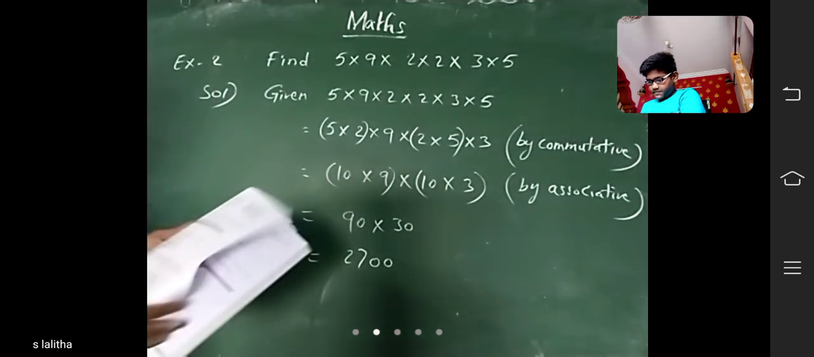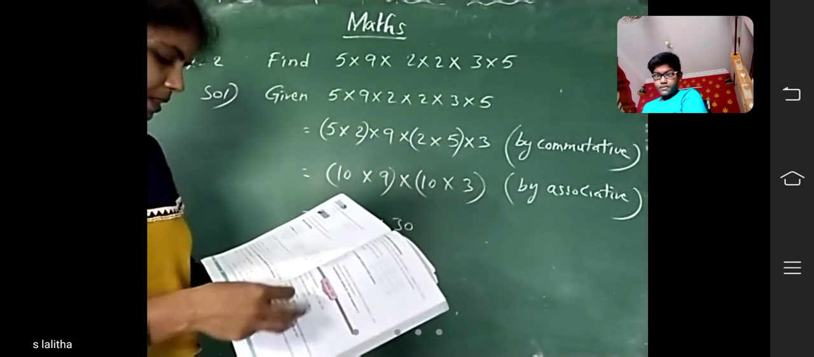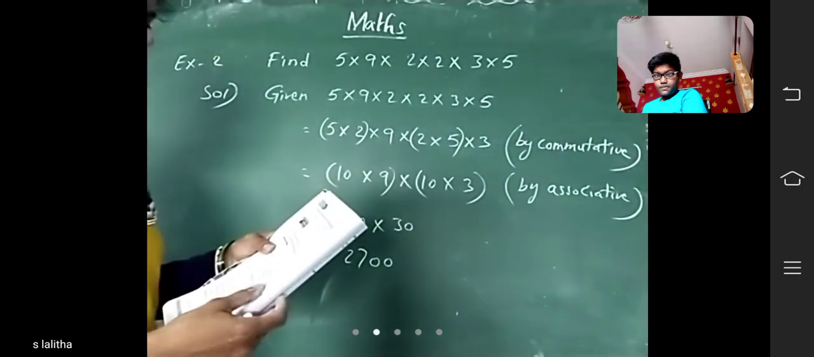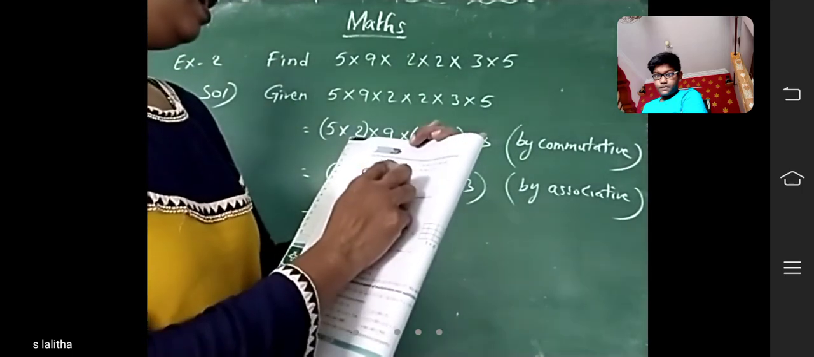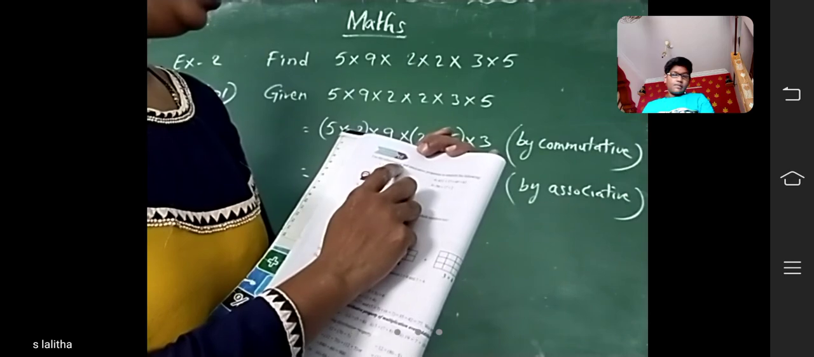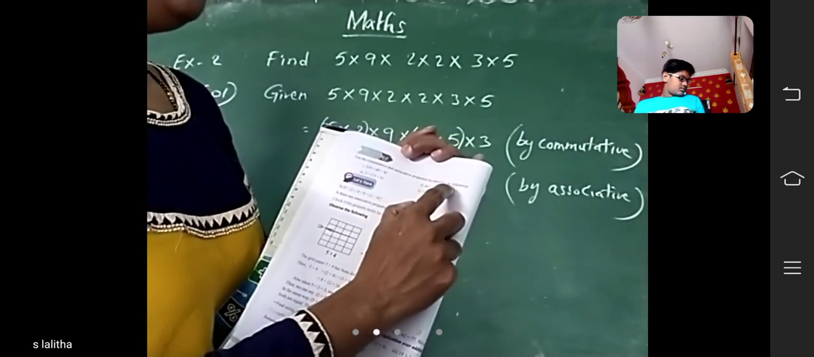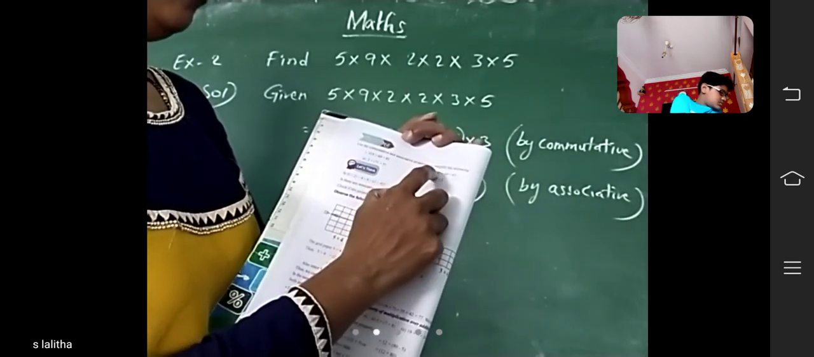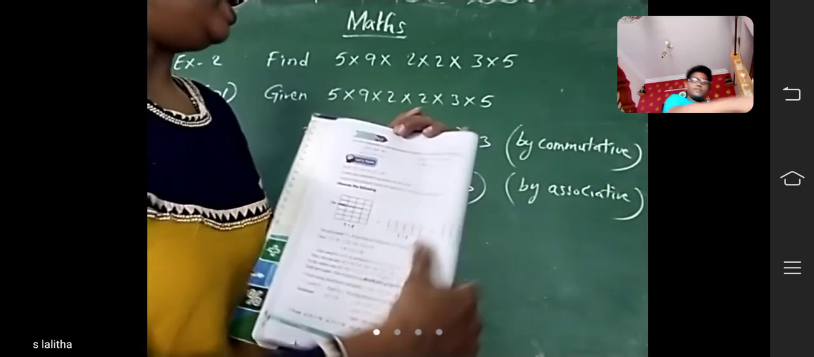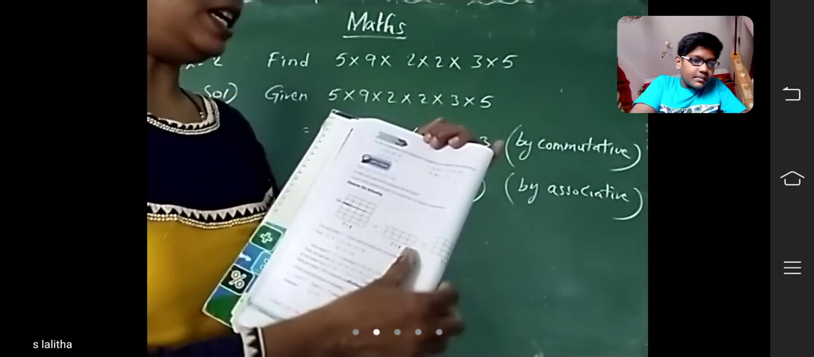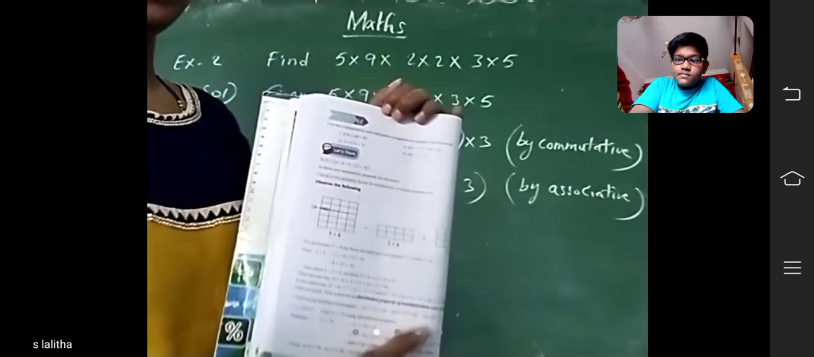Now, today's homework is, see children, turn to page number 22. See this one. Check your progress. Use the commutative and associative properties to simplify the following. Here four sums are given. You should do it like this. By using properties, you should do these four sums. That is the homework for you.